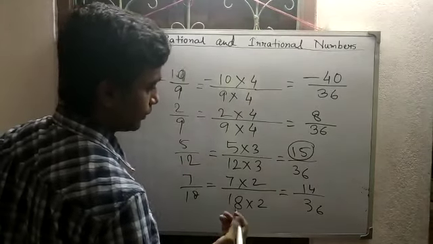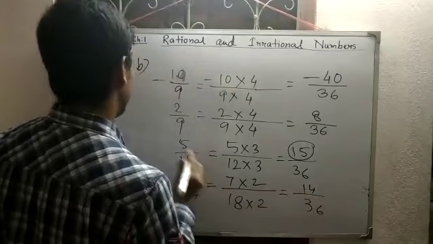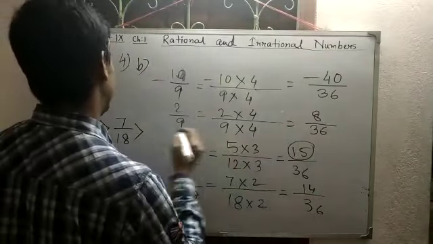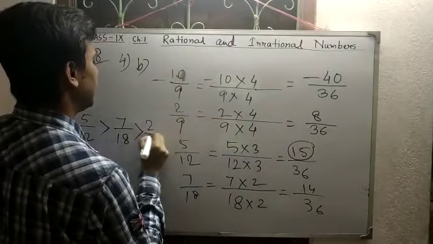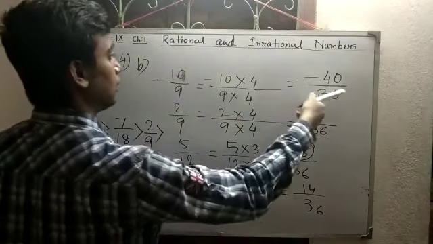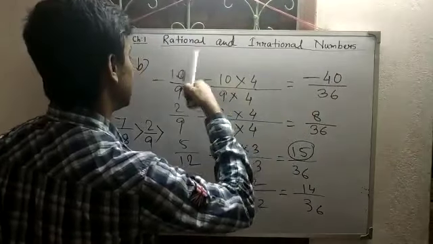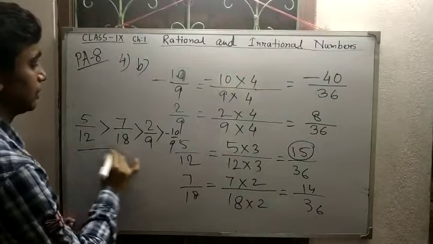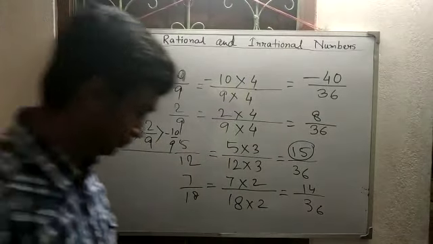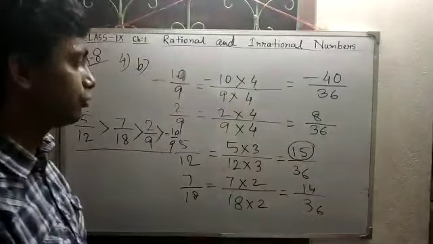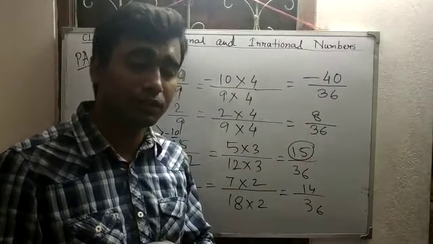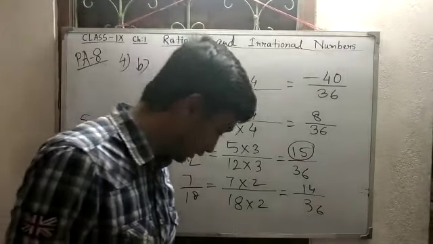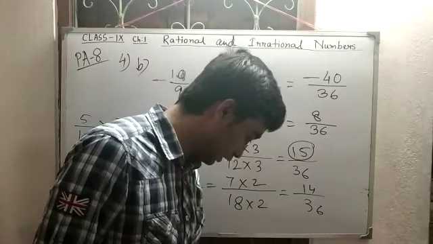What is the next? It is 14, so it will be 7 by 18. Next, it is 8, so 2 by 9. Then the last one, it is already a negative number, so it will be minus 10 by 9. This way we can write. If you have to write them in ascending order, then you have to follow the same procedure. And then comes number 5A.